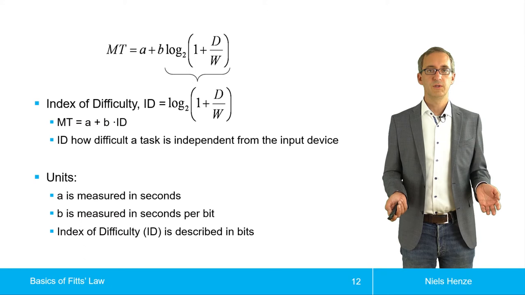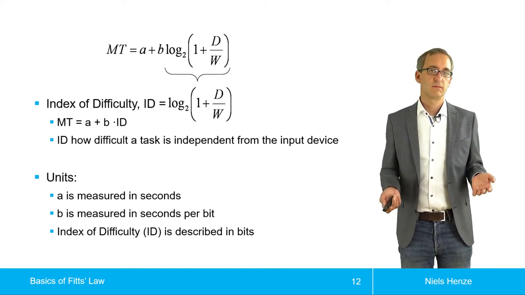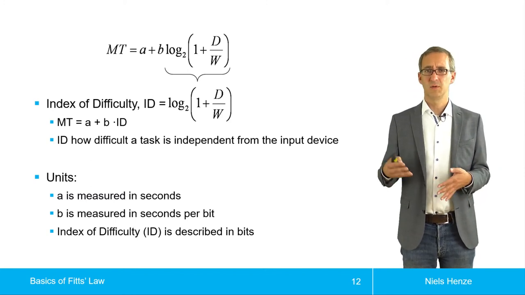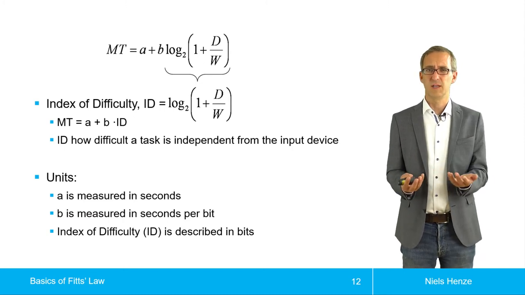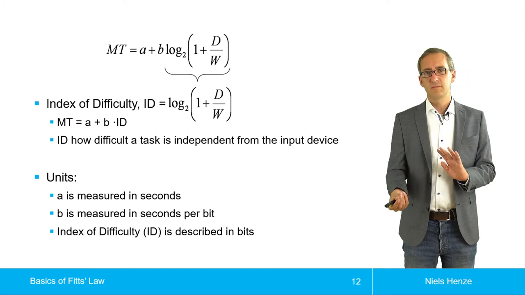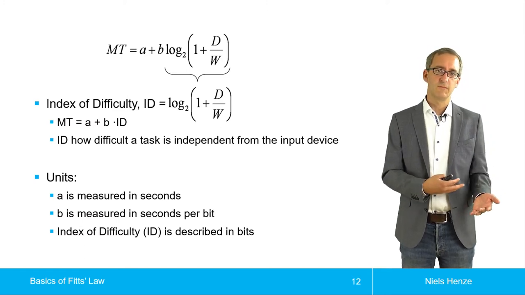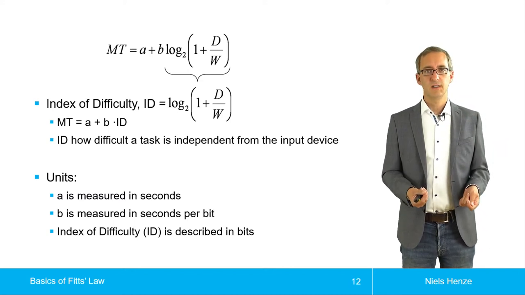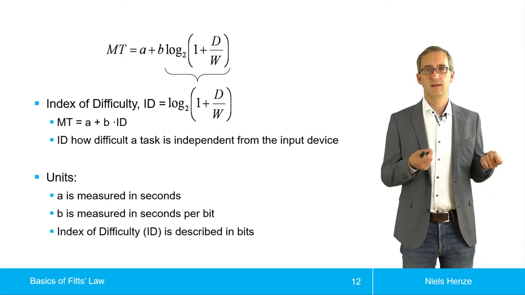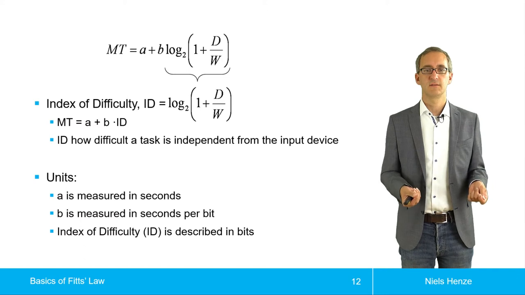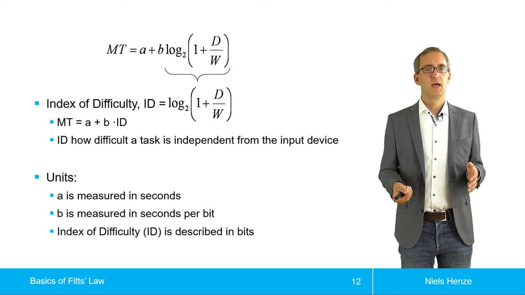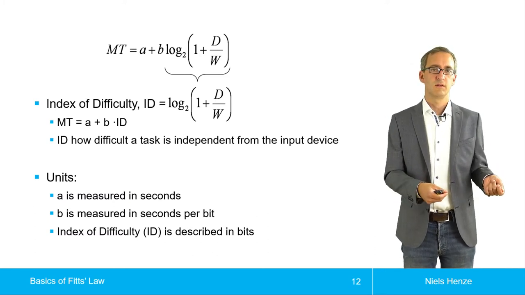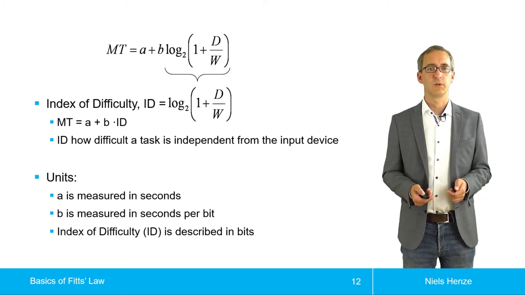He also had to come up with units for it. We have A. A is measured in seconds. That makes sense because the movement time is also in seconds. He has B. B is measured in seconds per bit. And now this seems kind of strange. Why bits, right? This is because his inspiration came from information theory, and there they also talk about bits. And then we have the index of difficulty, and if B is measured in seconds per bit, and we want to end up with seconds again in the end, then the ID has to be described in bits. If you change bits to some arbitrary other thing, it wouldn't really change a bit, but then it wouldn't depend on or rely on information theory anymore.